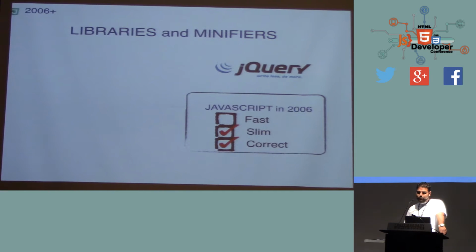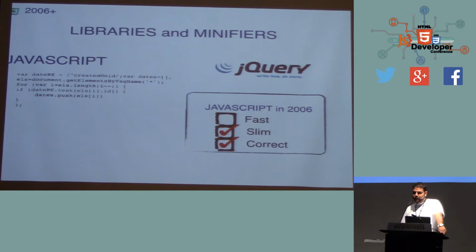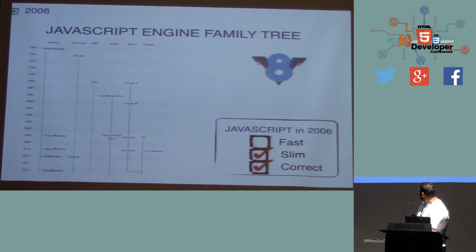Then I just wanted to give a quick example of what I mean by slim. This is code in native JavaScript that's looking for an ID that starts with create non-ID. But this is what you can do in jQuery. It does the exact same thing, but you can see how much less code you have to write to achieve what we used to try to achieve using JavaScript. So that's what I meant by slim.